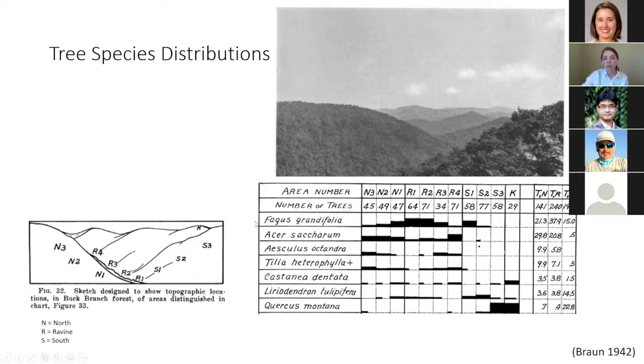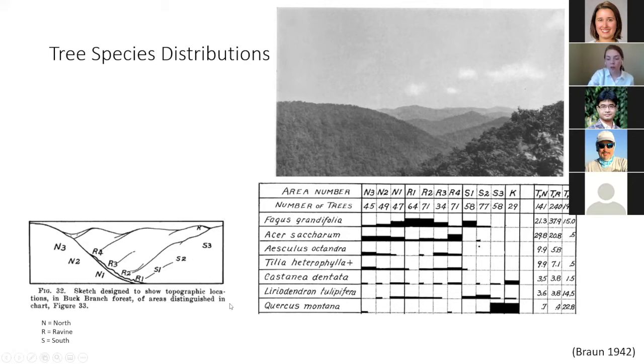For instance, Fagus grandifolia, which is American beech, is occurring more at these lower topographic positions, those 1s and 2s, compared to a species like Quercus montana, which is chestnut oak. It's appearing at these higher topographic positions, the south-facing area, which you can see over here on the left.